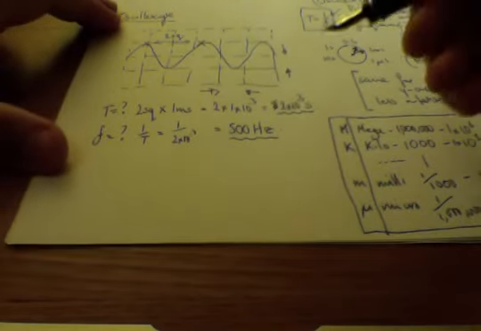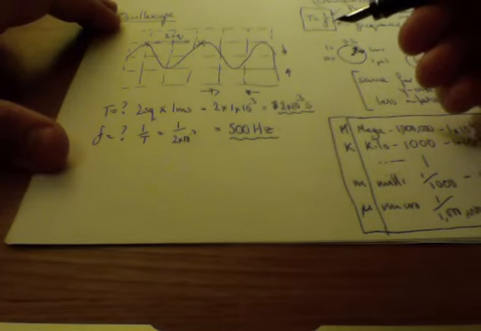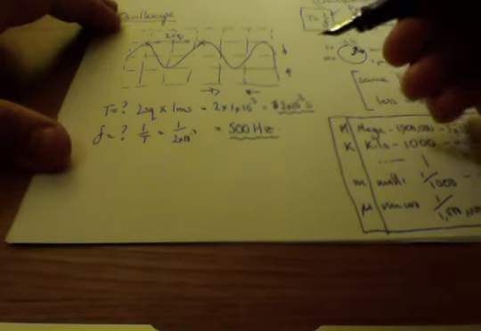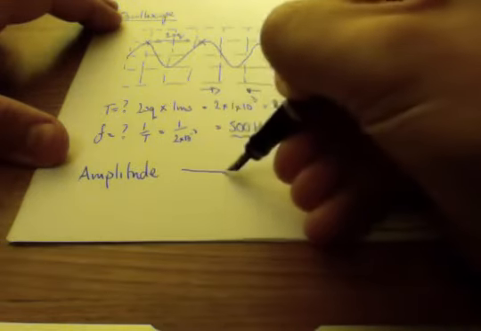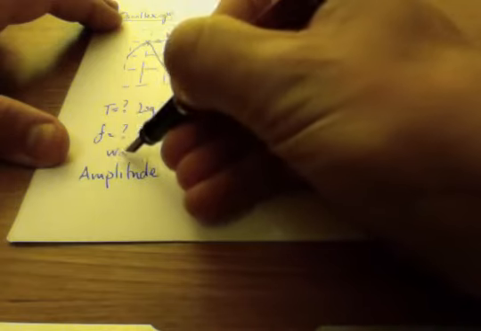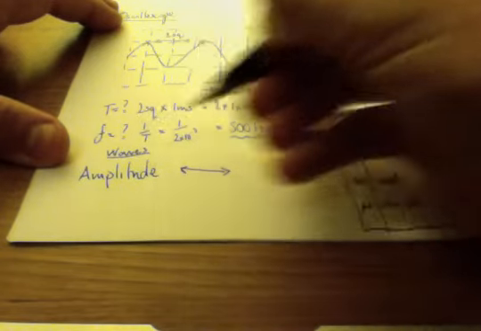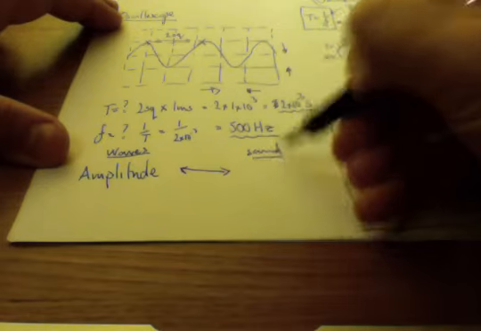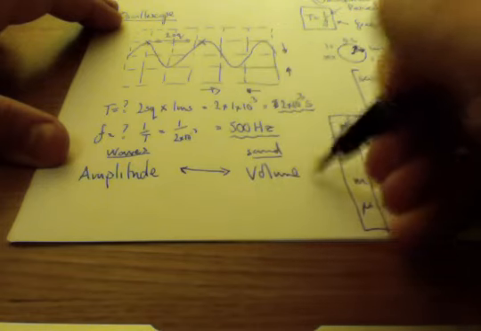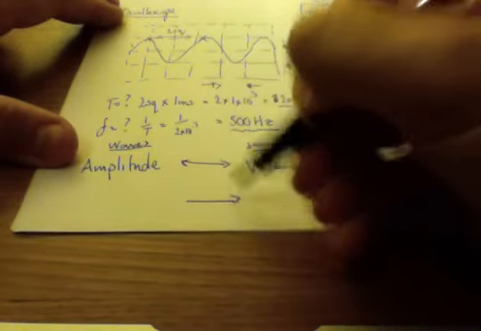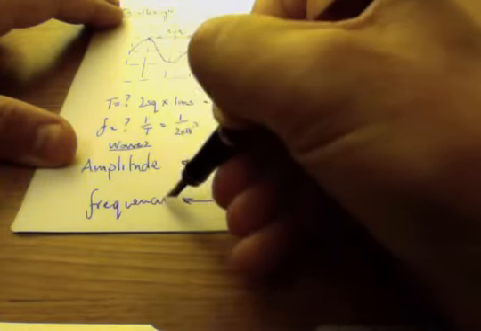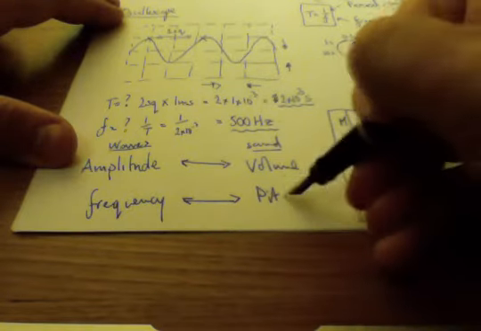Okay, now with sound, there are 2 more things that we need to think about. When we've talked about the amplitude in waves before, that's a general term, and it still holds true with waves, but in terms of sound, the amplitude refers to the volume. When we talk about the frequency of a wave, we're talking about the pitch of the sound.